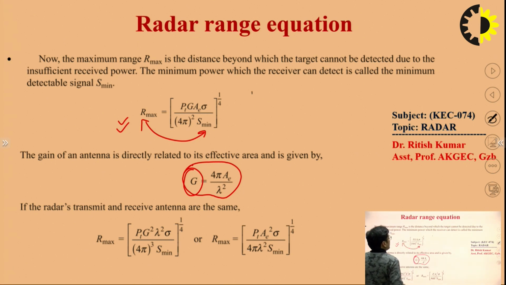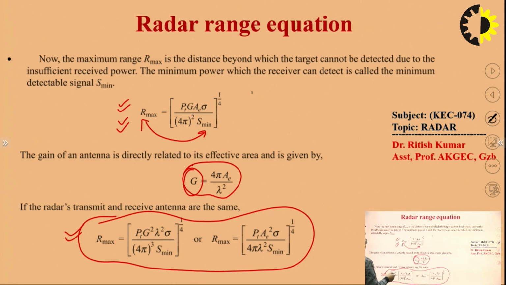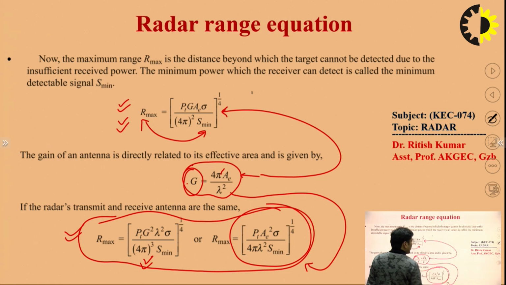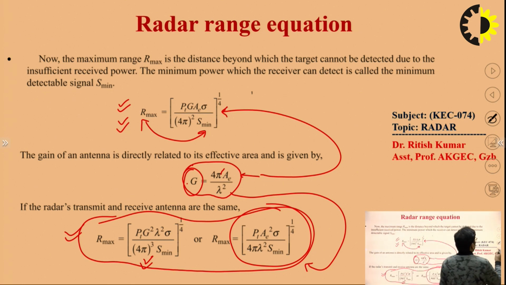So this is another form of the maximum range of the radar that can be calculated by the radar system. Now if the radar transmits and receives, these are two other forms we can see. If you take the value of A from this equation and put the A value in this equation, then you will get the R maximum in this form, right? If you put the value of gain in this equation, then you will have the R maximum in this form, right? So these are other forms of the maximum radar range. I think this is clear to all of you.